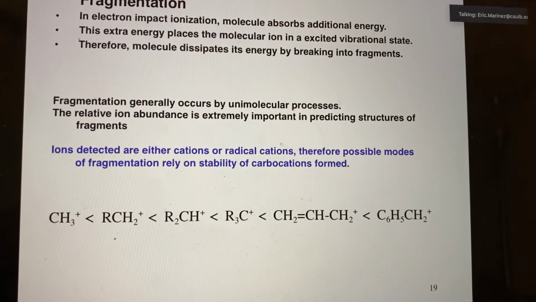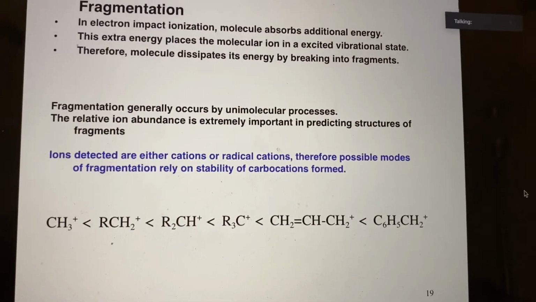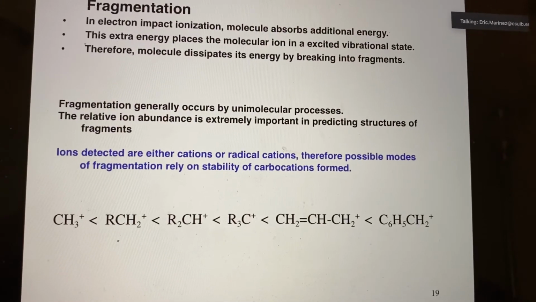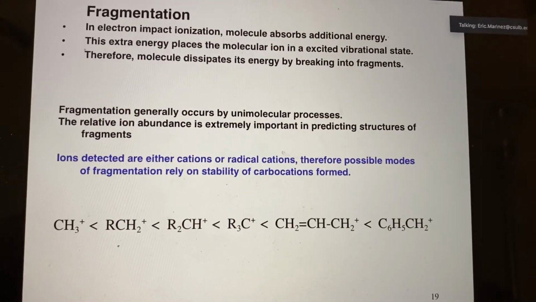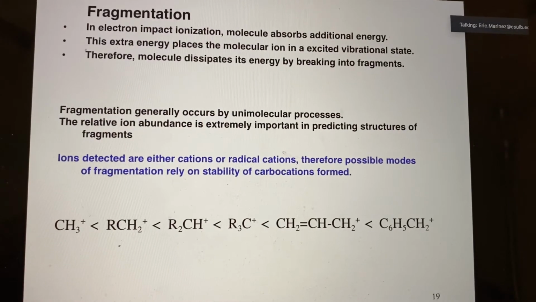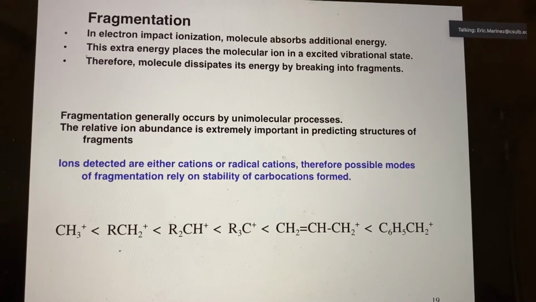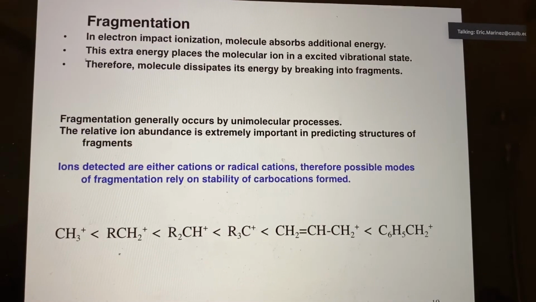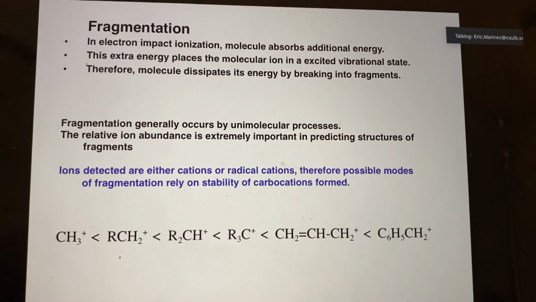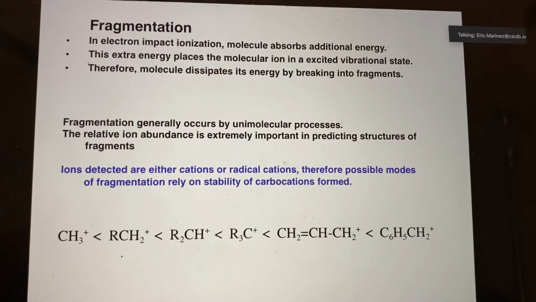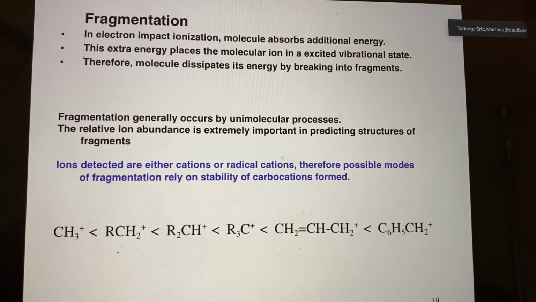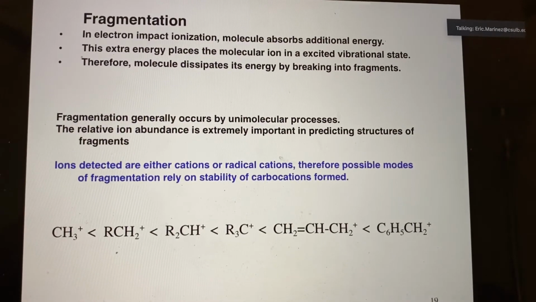So a little bit more about fragmentation. Again, the molecule absorbs additional energy. The extra energy places the molecular ion in an excited vibrational state. And again, the molecule dissipates its energy by breaking into fragments. Give me a couple more slides and we'll call it quits for today, because I know it's almost time.